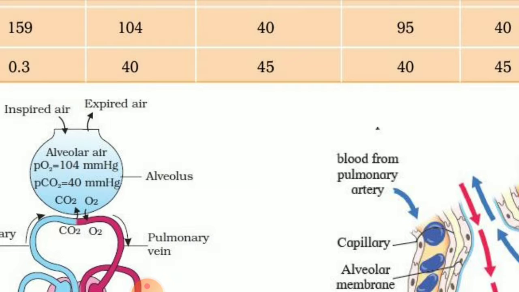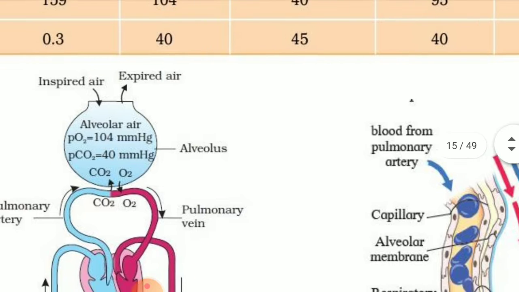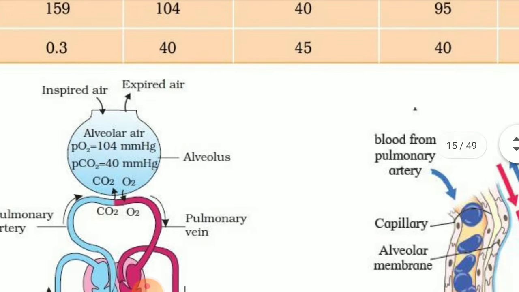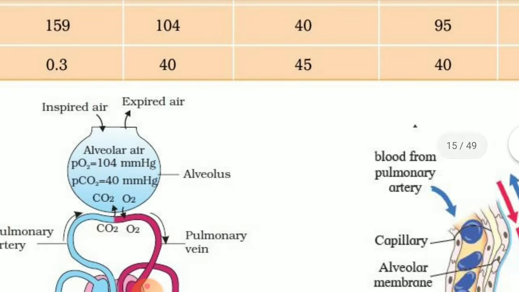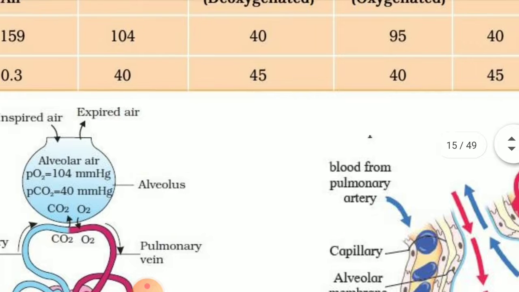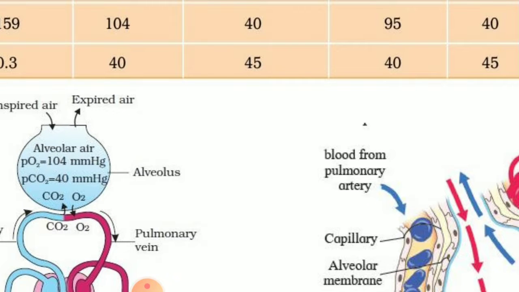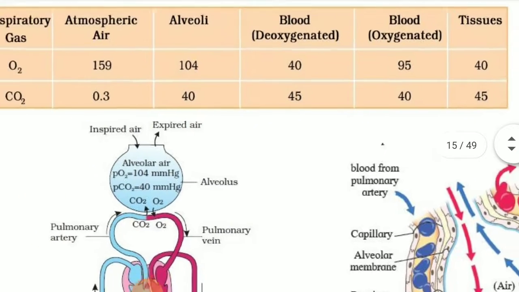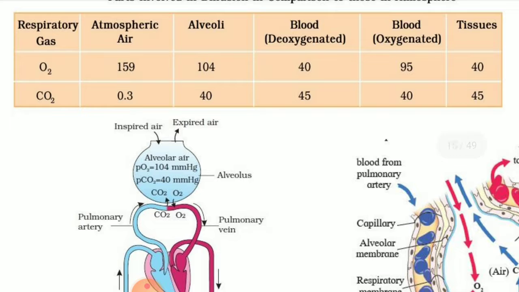Now what happens within a capillary, that is, a pulmonary artery? The pulmonary artery also carries blood. Now that blood has around 40 mm of mercury column for oxygen. You can see in the table. So in the case of the pulmonary artery, it is blue in color. So what type of blood is it carrying? Deoxygenated blood. Deoxygenated blood has a partial pressure for oxygen of 40 mm of mercury column, whereas the partial pressure for carbon dioxide is 45 mm of mercury column.